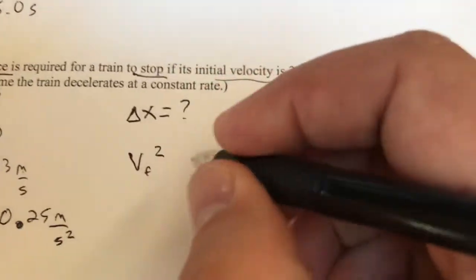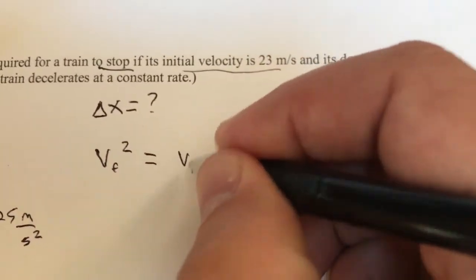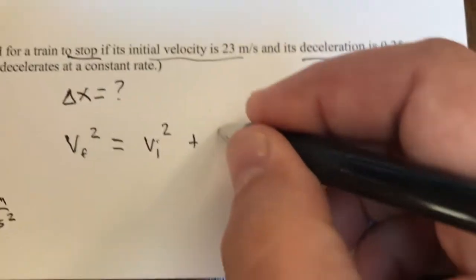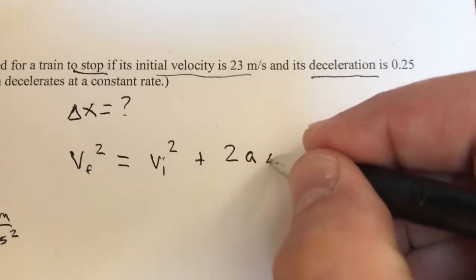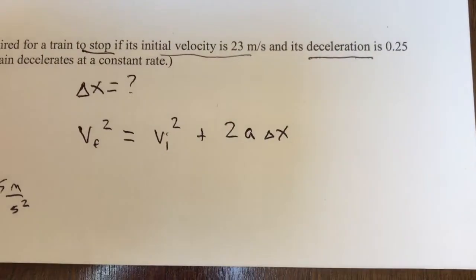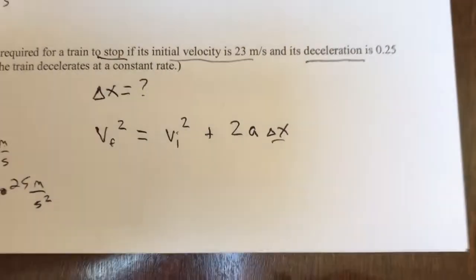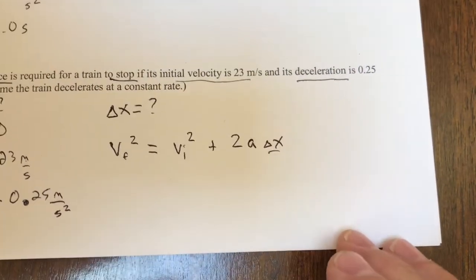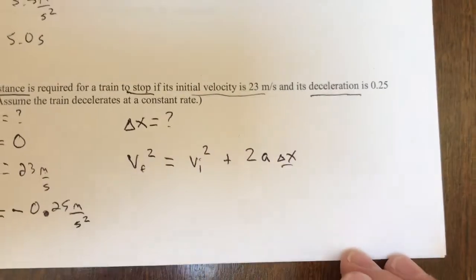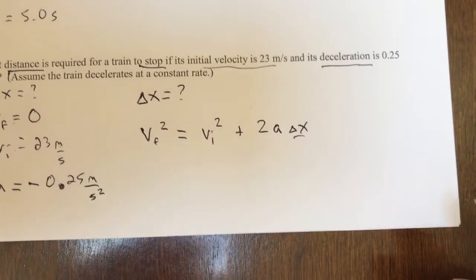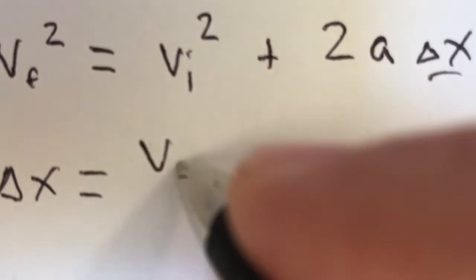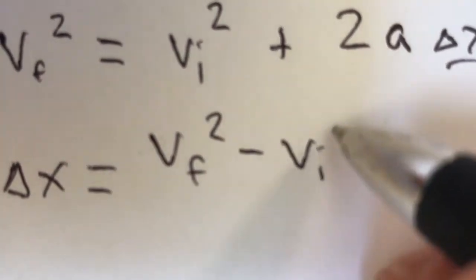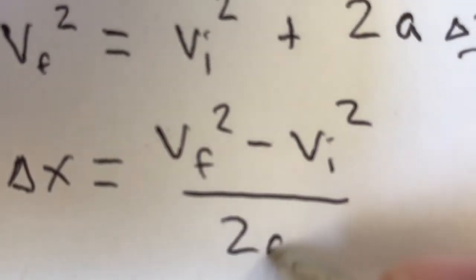Vf squared, your final velocity squared, equals your initial velocity squared plus 2 acceleration times the change in x. But we're solving for delta x. At this point, you could plug all your numbers in, and if you have one of those fancy calculators, you could hit solve and it'll do the work for you. However, I prefer to do the algebra, so I would rearrange it until you end up with delta x equals Vf squared minus V initial squared, all divided by 2a.